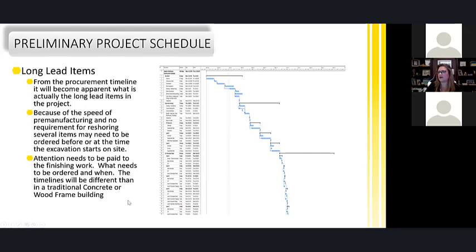Long lead items. This one's the most interesting. I don't think I've been able to convince anybody that the long lead items aren't always normally apparent unless you do the first two exercises. So from the procurement timeline, it'll become apparent what were actually the long lead items on the projects, but the speed of the manufacturing and no requirement for reshoring is a big issue, because if you're only used to doing concrete buildings and you're accepting that you're going to have 5 to 8 weeks of extra time on the project, in fact you don't have that, now things start having to come along a lot faster.